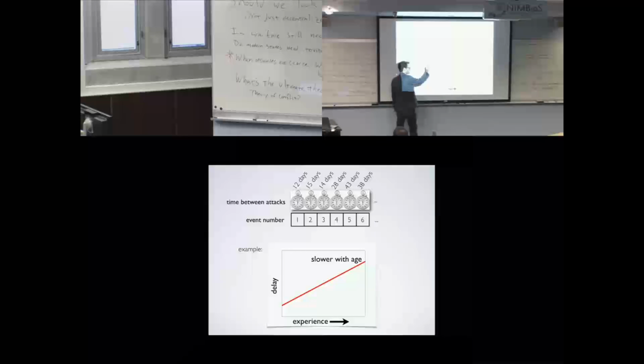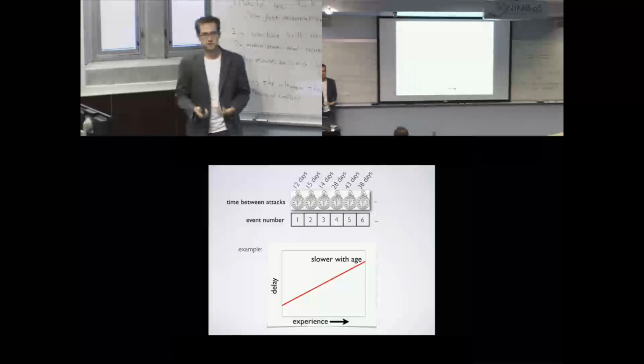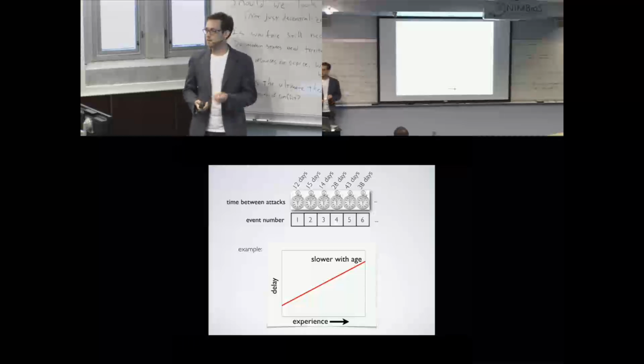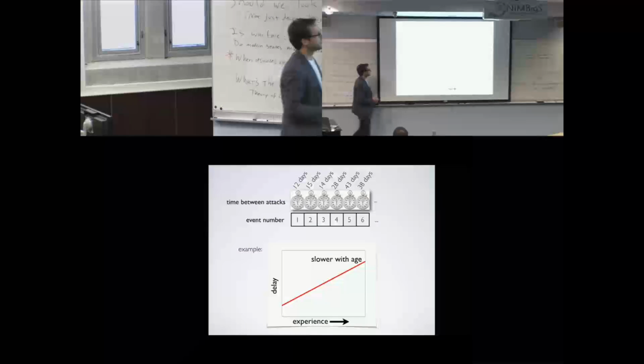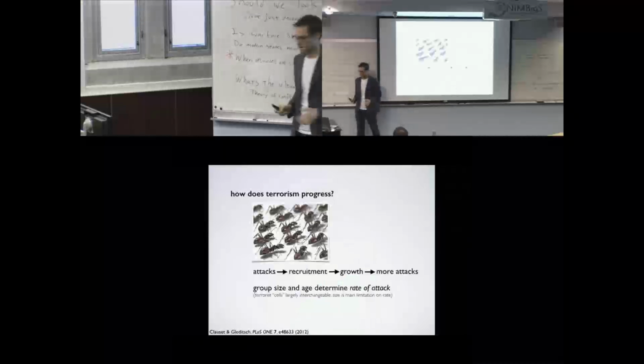And so the delay is slow at first because you're young and you're stupid, and then you sort of mature and you get faster, and then you get old and decrepit and you slow down again. All of these things are possible patterns that could describe the life cycle of a terrorist group with respect to how often it acts in terms of violence. Okay. So before we look at the data, here's a model, here's a hypothesis.